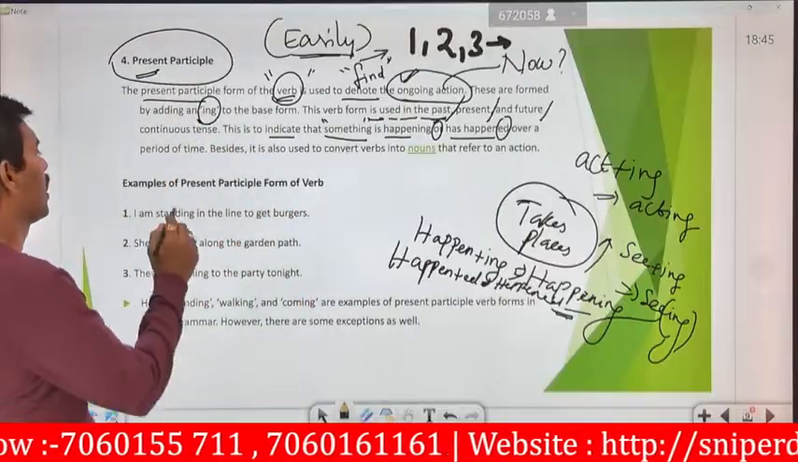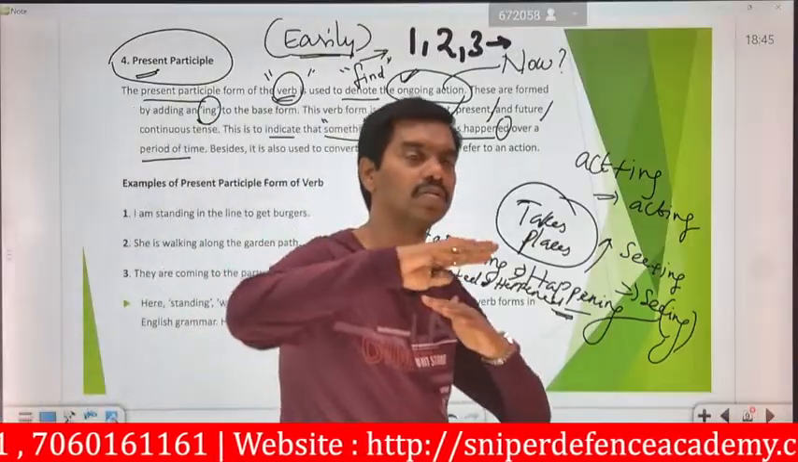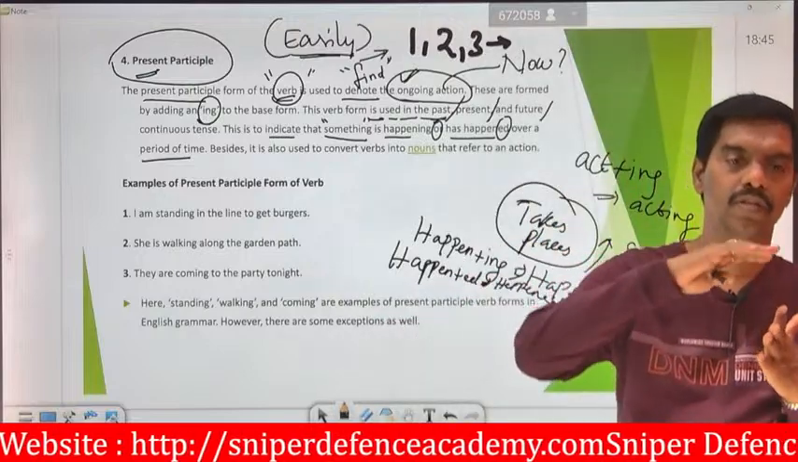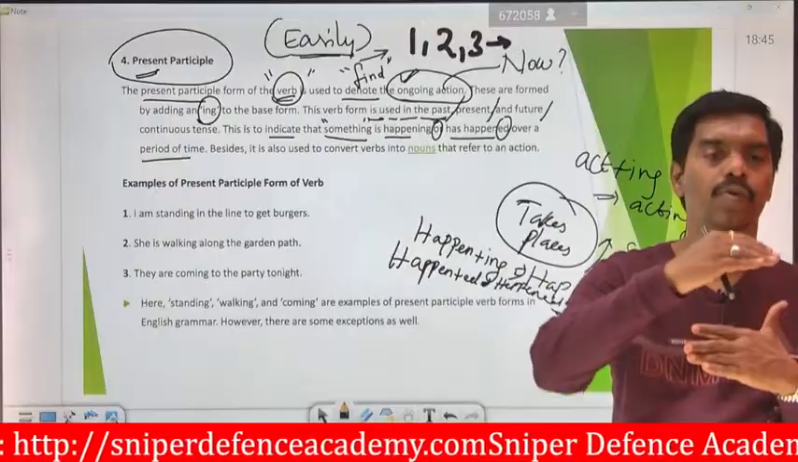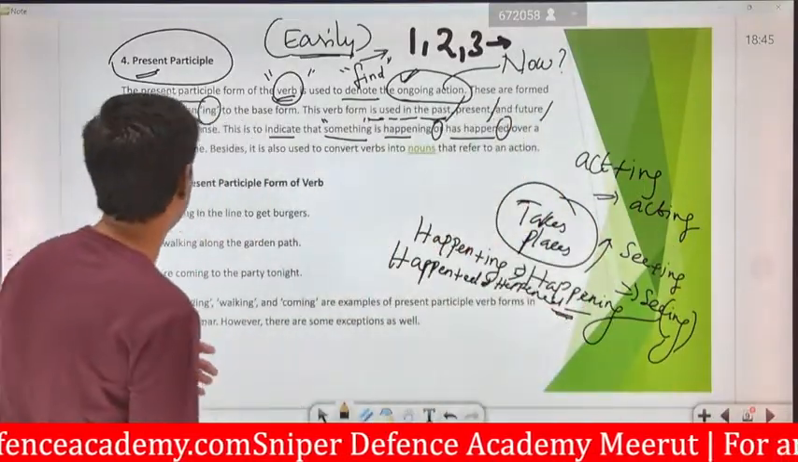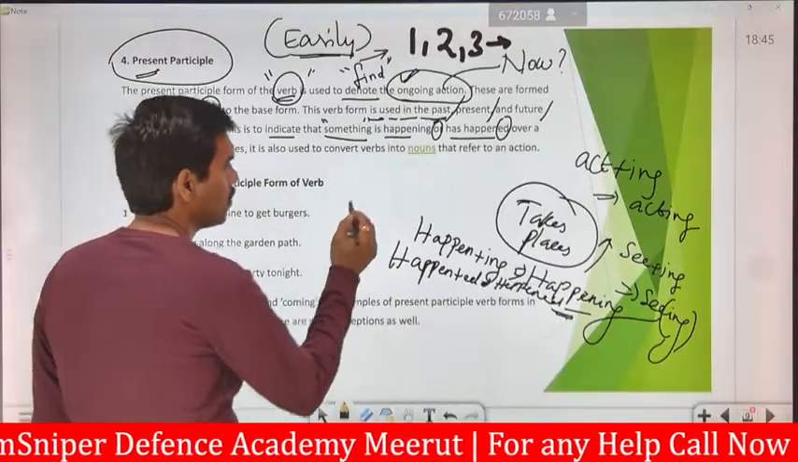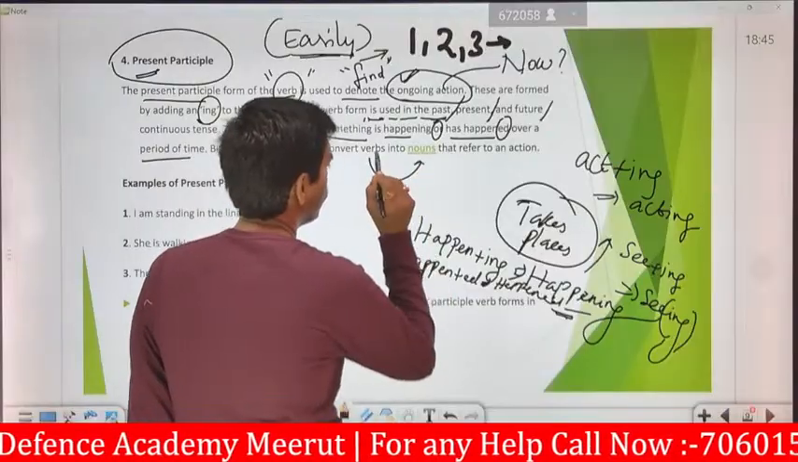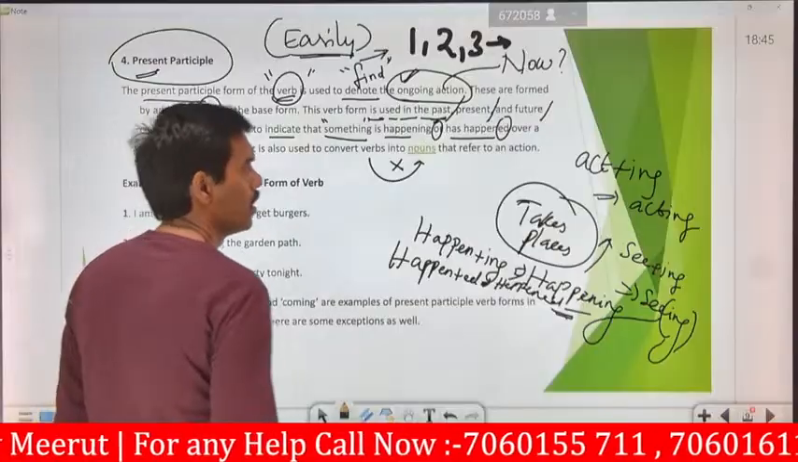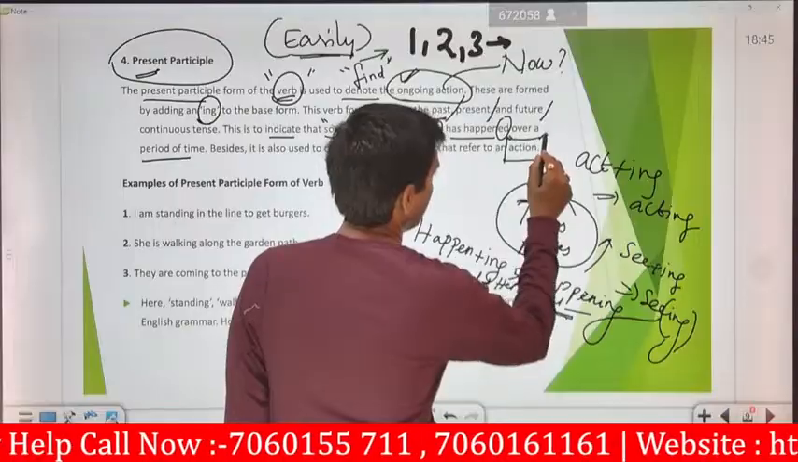Over a period of time, generally we can say a time period, it's going on for the long term, for a long period, for a long journey. It will be continuously going from 0, 1, 2, 3, 4, 5, 6, it will go on like that. Okay, it is for the long term. And it says that it is used to convert verbs into nouns. You can convert these verbs into nouns that transfer to be an action.